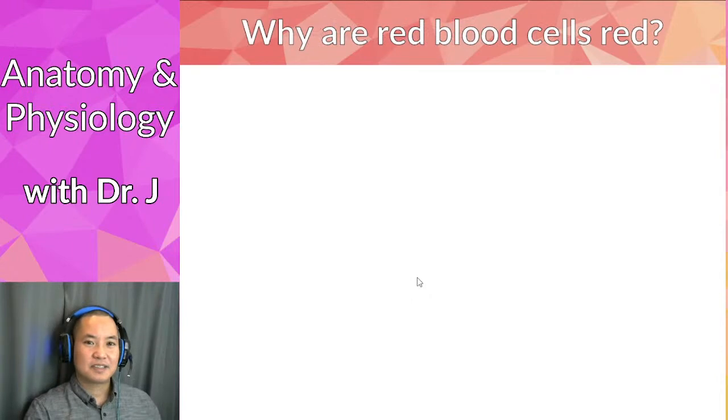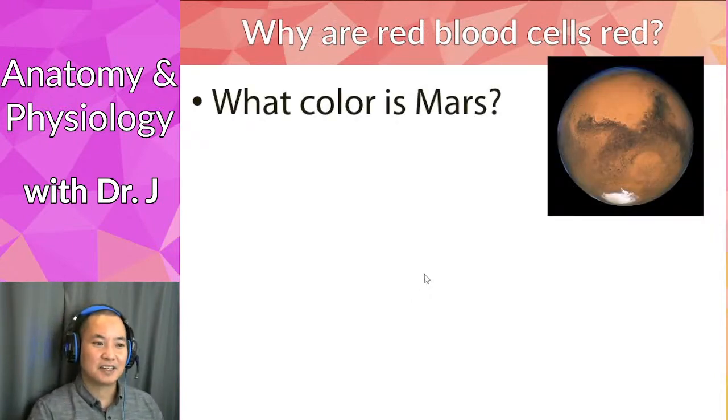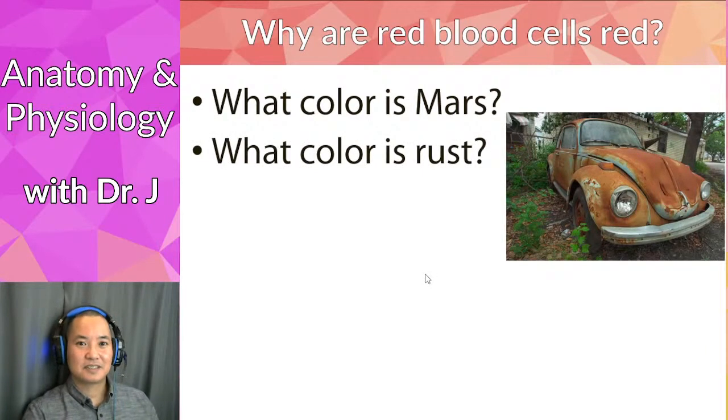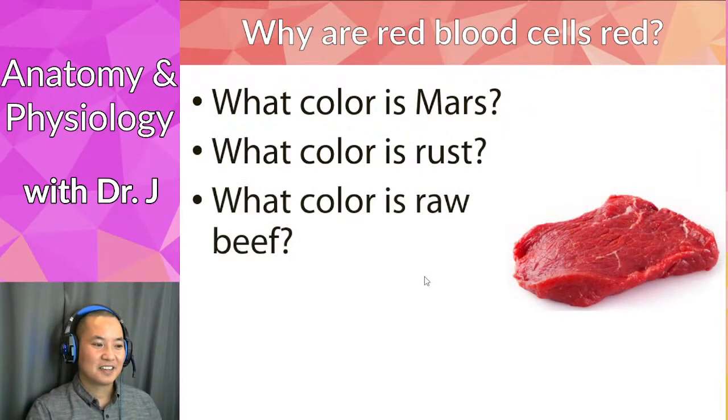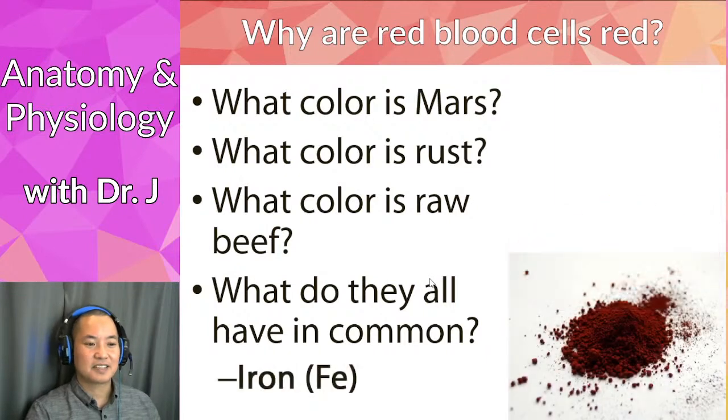Now, why are red blood cells red? Well, what color is Mars? Why is it called the red planet? What color is rust? Why do we say rust red? What color is raw beef? Why is it red? And what do they all have in common? Well, they have chemical compounds and components that have a lot of iron. So things like iron oxide and heme and myoglobin, they have iron in their chemical structure, and this is central to red blood cells and why they are also red.